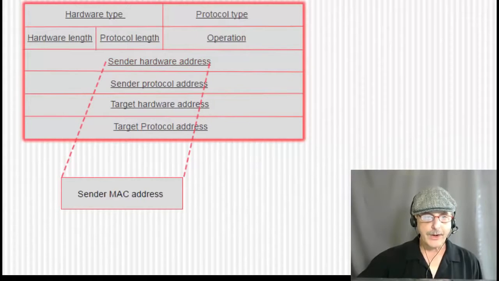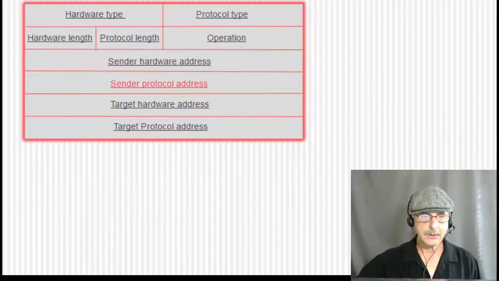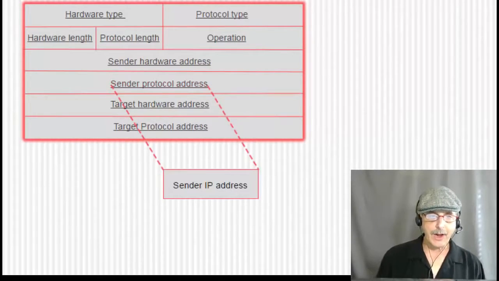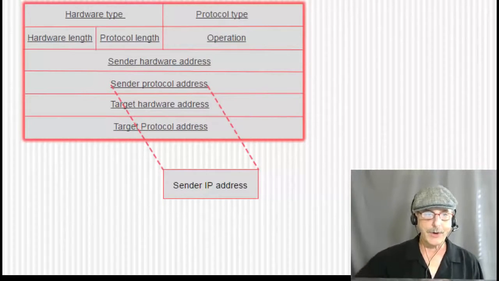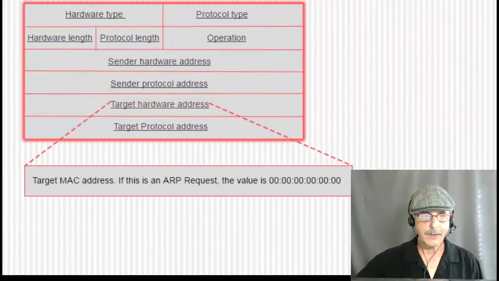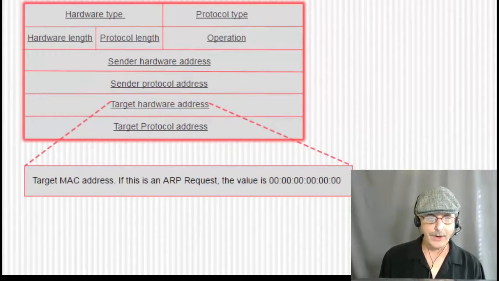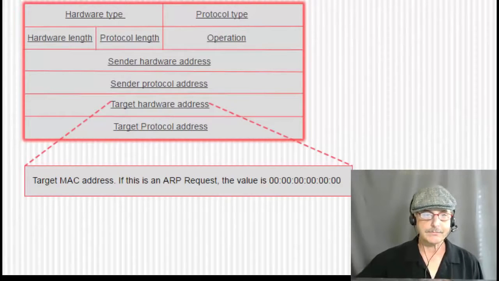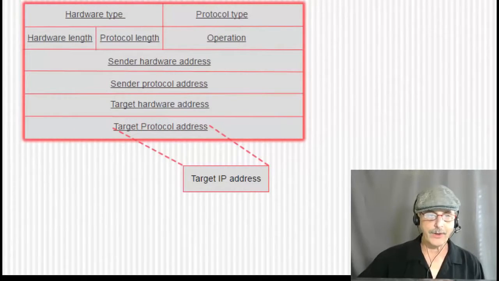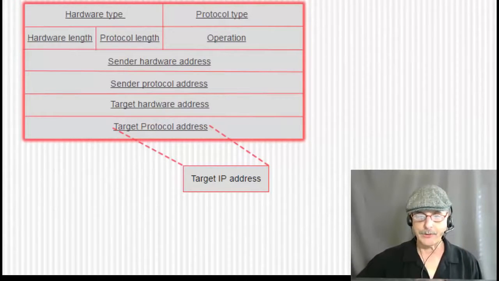And then we have the sender hardware address, which is the MAC address of the sender. You have the sender IP address, which is the sender protocol address. Then you have the target hardware address. Now, the target hardware address is going to have a value of all zeros if this is an ARP request. And finally, you have the target protocol address, which is the target IP address.